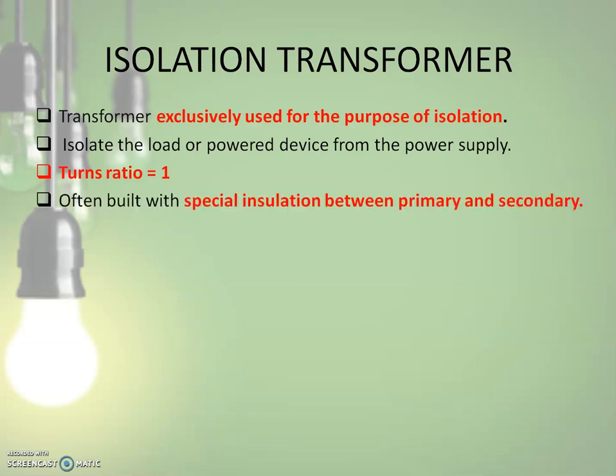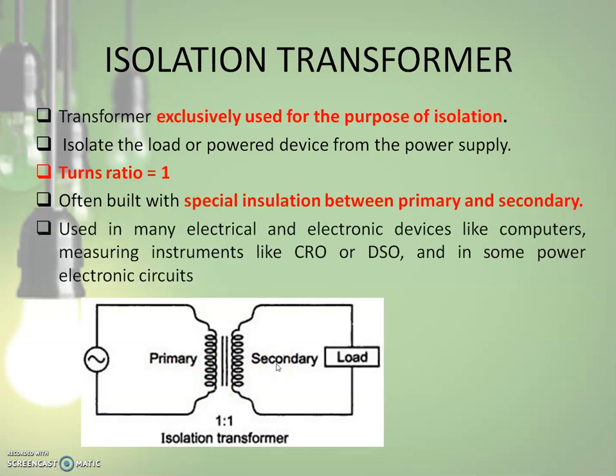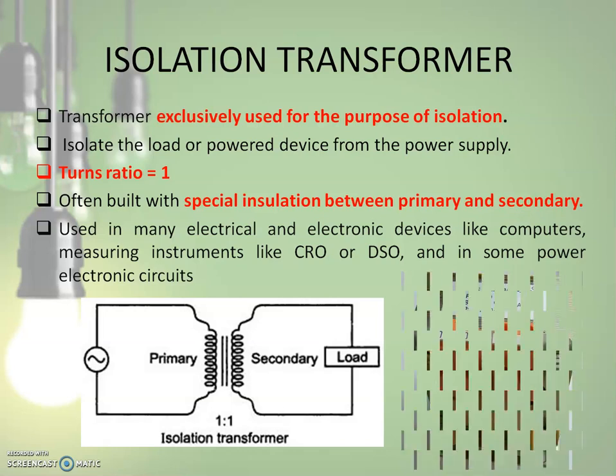Isolation transformers are often built with special insulation between the primary and secondary, and they can also withstand higher voltages. So this is a basic isolation transformer setup, and normally we have 1:1 as the turns ratio, that is, the number of turns in the primary and the secondary will be the same. Whatever the voltage at the primary, it will appear at the secondary side or the load side. They are used in many electrical and electronic devices like computers, measuring instruments like CROs, DSOs, and in some power electronic circuits as well.